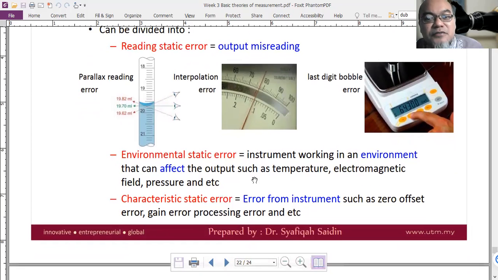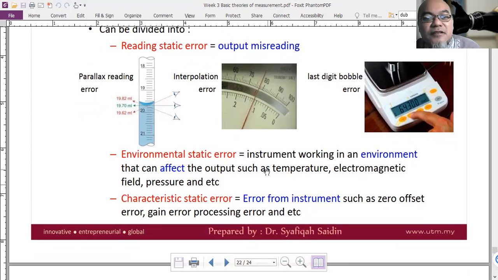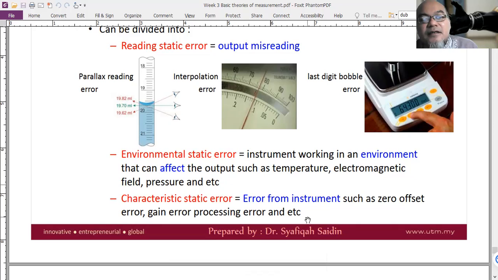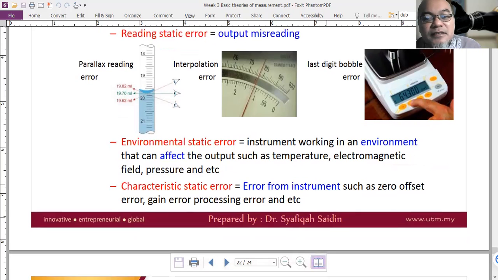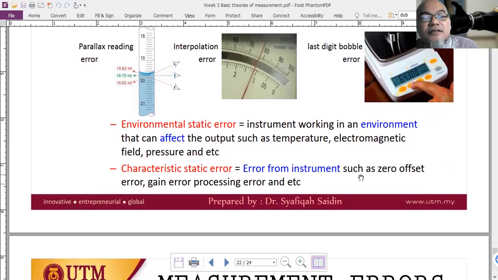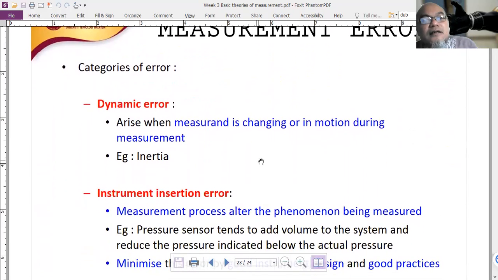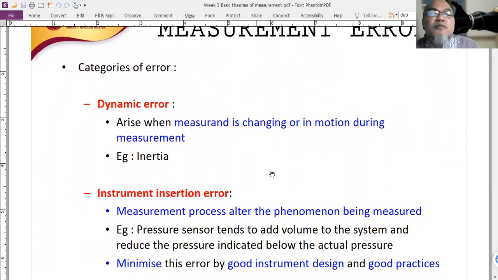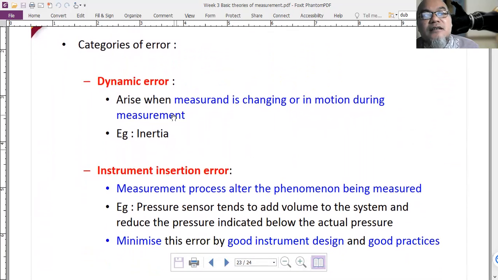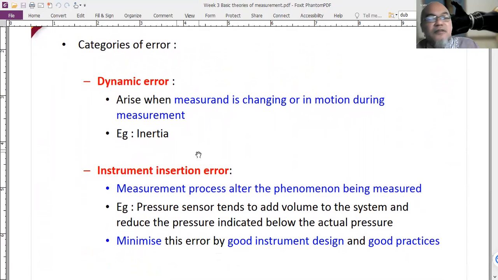Static error can also be due to environmental static error, affected, for example, by temperature, humidity, pressure, etc. Or the characteristic of the instrument itself, such as the zero offset error and the gain error, and all of these are called characteristic static error. Errors can also be dynamic when they arise when the measurement is changing or in motion. For example, when you are measuring inertia and your body is moving, this is dynamic error.